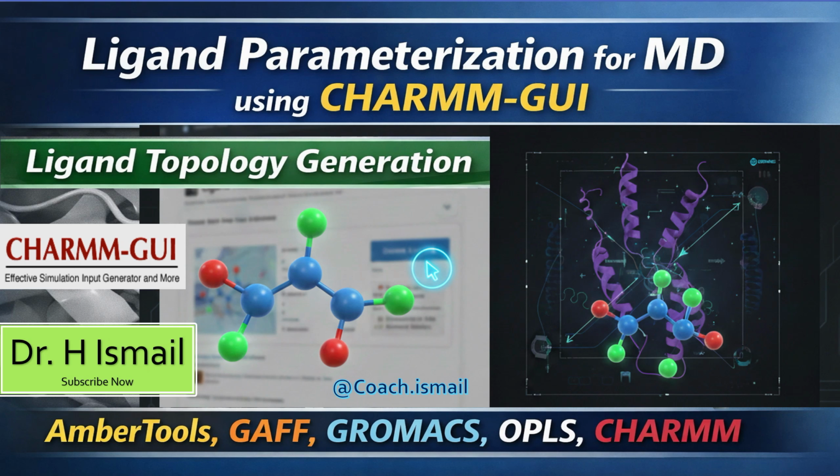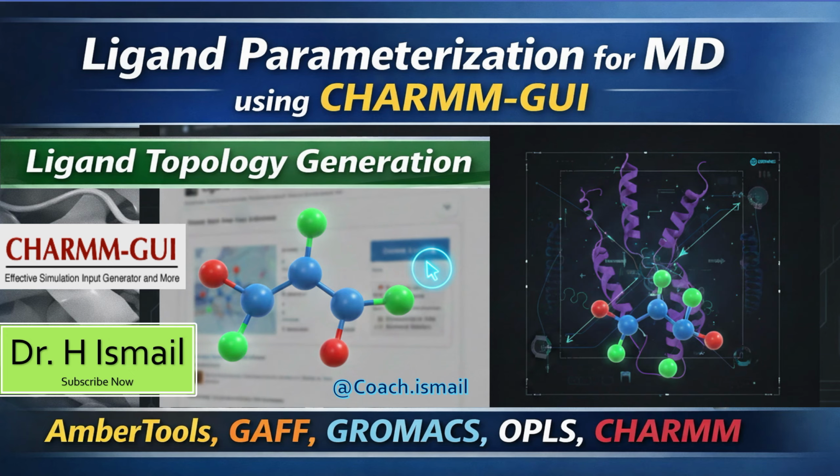In this video, we will talk about ligand parameterization for molecular dynamic simulation using CHARMM-GUI. CHARMM-GUI is basically a graphical user interface which provides an effective simulation input generator and many more features. Ligand topology generation is a main hurdle during MD simulation. Like in GROMACS, ligand topology can be generated manually by editing the ligand and protein files. But using CHARMM-GUI, you can make things much simpler.